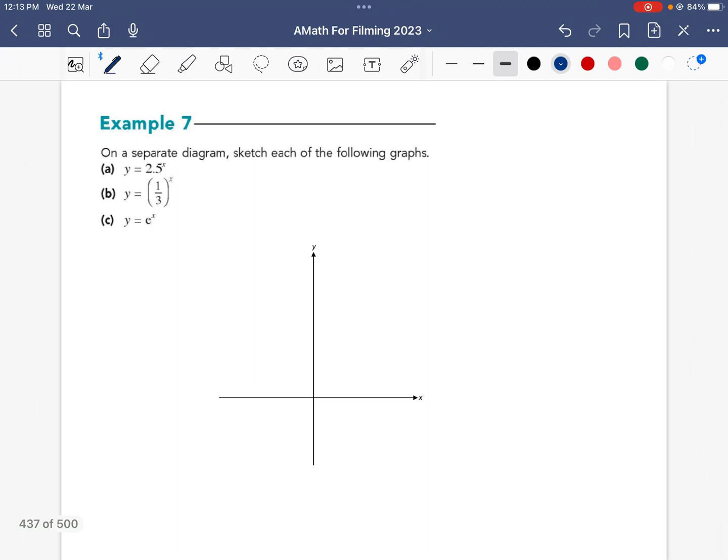For part C, something similar, e to the power of x. As we have learned earlier in this topic, e is 2.718, so e is actually greater than 1. So if e is greater than 1, what I'll get is an exponential graph where exponential growth occurs. So in this case, the shape of the graph will be like this. And once again, this vertical intercept will be equal to 1. That's all for example 7. Not very difficult, but you need to be able to draw or sketch these graphs when required.